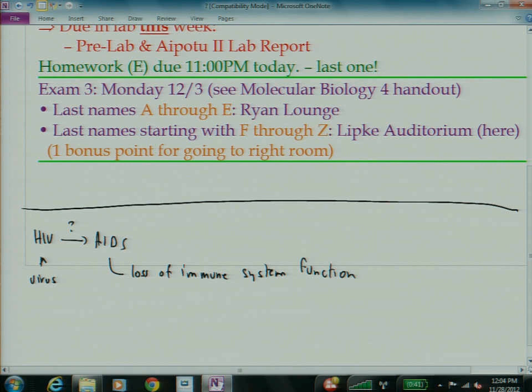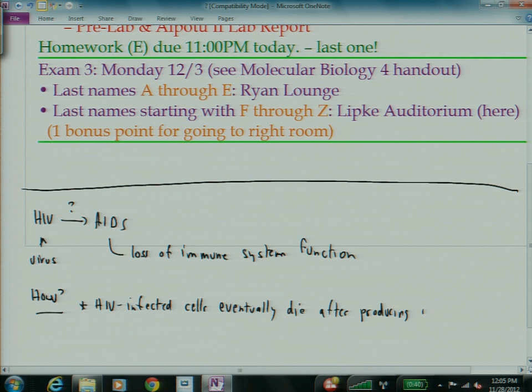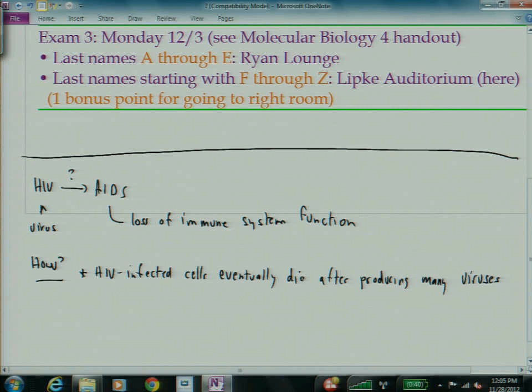That's not you. So the question is, how does a virus lead to this disease, and then why is it so bad, and how can you treat it? So let me start with how the virus causes the disease. How does this happen? The answer is that HIV infected cells eventually die after producing many viruses. So they infect various cells, and the cells do eventually die.